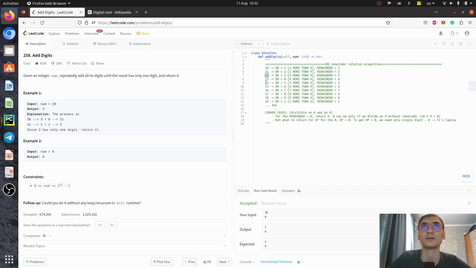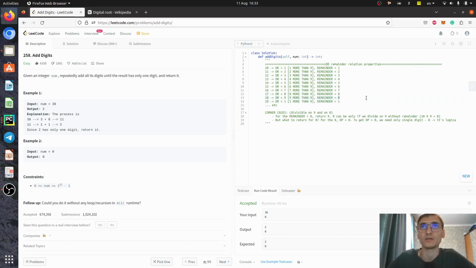Okay, let's look at different initial numbers from 10 to 19, and let's calculate our digital root for each of them. For 10 it is going to be 1, because 1 plus 0 is 1. For 11, it's 2, 1 plus 1. Then 13, 14, 16, 17. For 17 it's 8, which is 8 more than 9. 10 is 1, which is 1 more than 9, and so on.